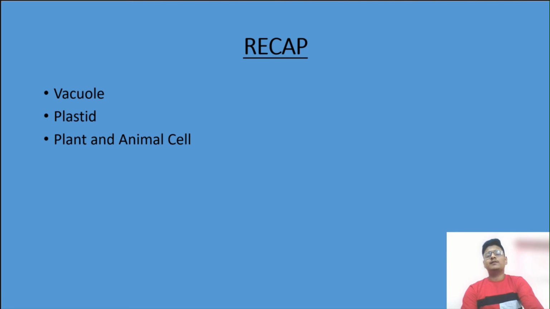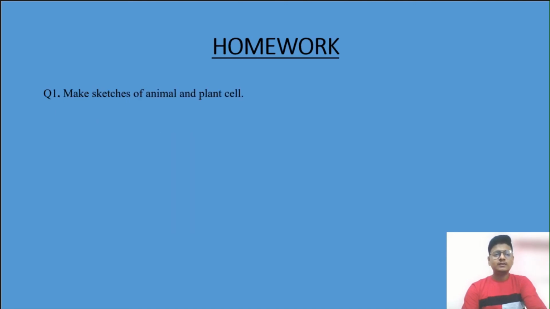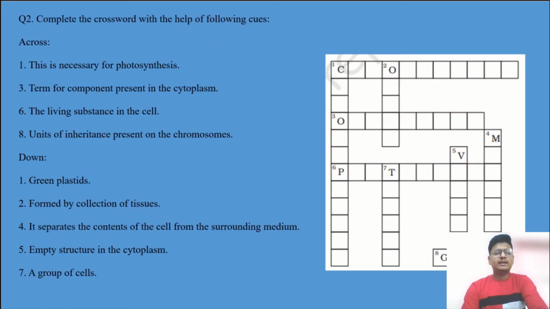Now I am going to give you some homework. You have to make sketches of the animal and plant cell at home, and you have to make a well-labeled diagram. Now there is a crossword puzzle for you. You have to complete this crossword with the help of these clues, and clues are given for the across and down parts of this crossword puzzle.